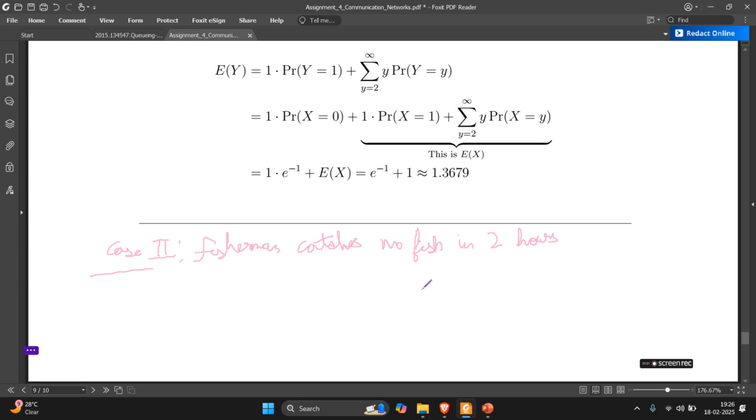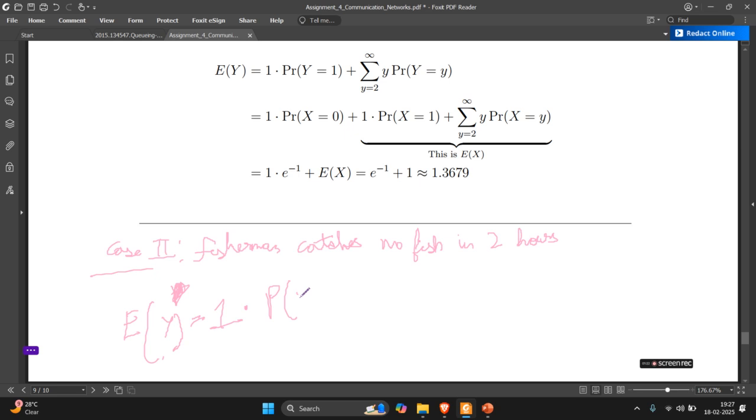Then basically he will only catch one fish. So what is the probability of that happening? He will fish for some more time, and finally when he catches one fish he will leave. So the expectation of this event happening is 1. Because he will catch only one fish, it is 1 into the probability of this happening.